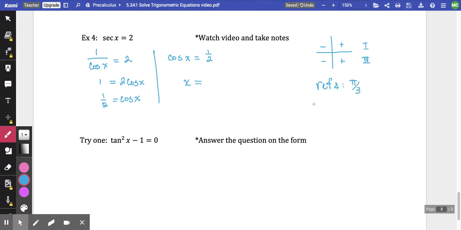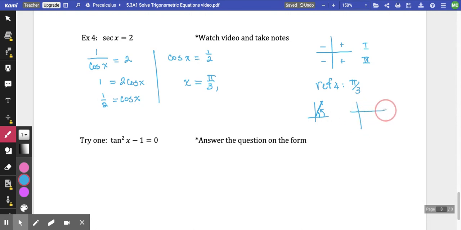So I need pi over 3 in quadrant 1. That's the bigger angle over here in quadrant 1. The reference angle is pi over 3, and I need the angle in standard form. Now in quadrant 1, your reference angle and the angle in standard form are the same angle, so that one's just pi over 3.